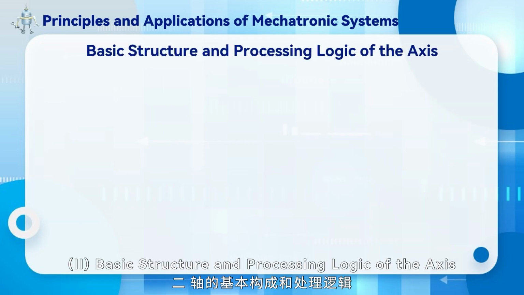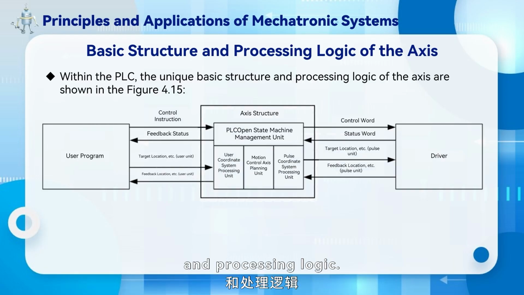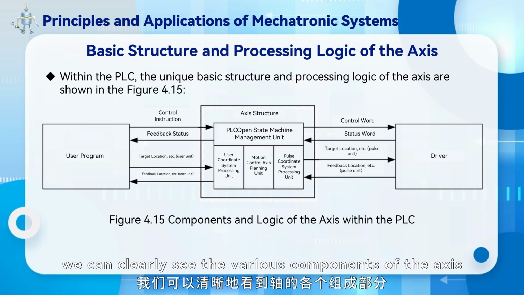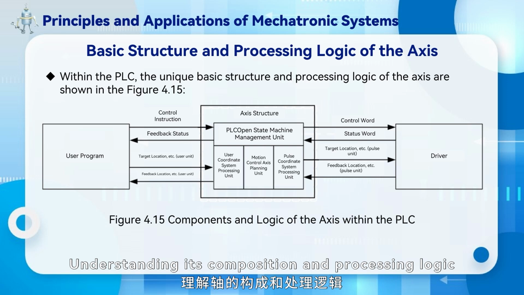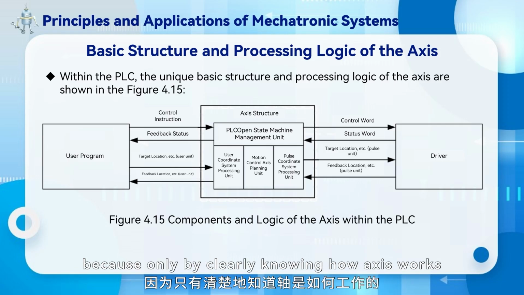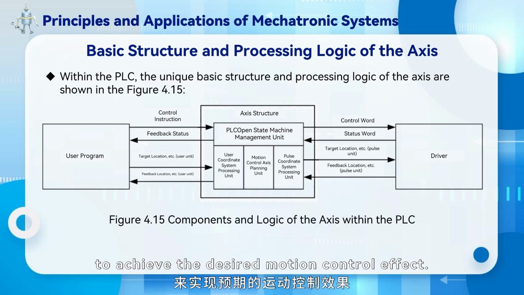2. Basic structure and processing logic of the axis. Within the PLC, the axis has its own unique basic structure and processing logic. In Figure 4.15, we can clearly see the various components of the axis and the way they relate to each other. Understanding its composition and processing logic is crucial for us to write motion control programs, because only by clearly knowing how the axis works can we better use various instructions to achieve the desired motion control effect.